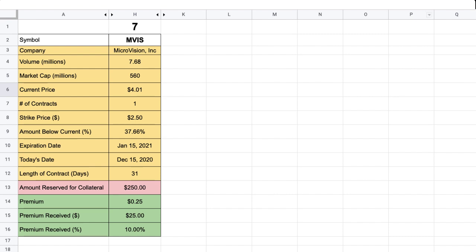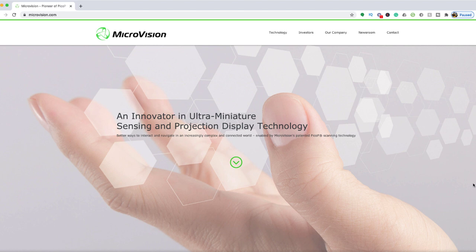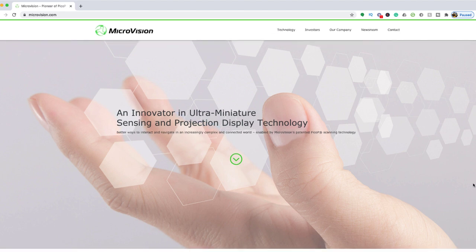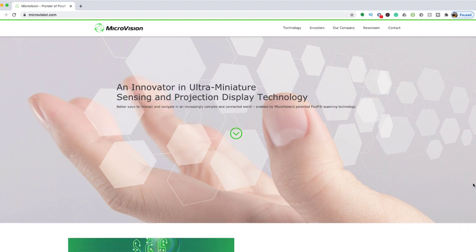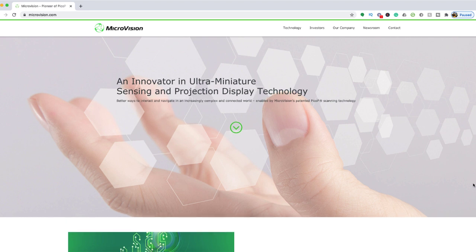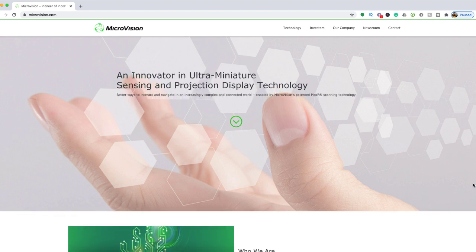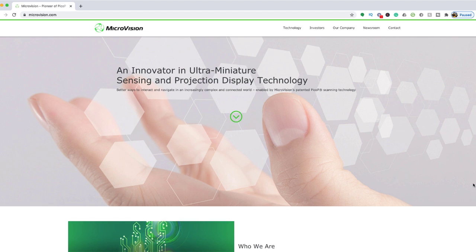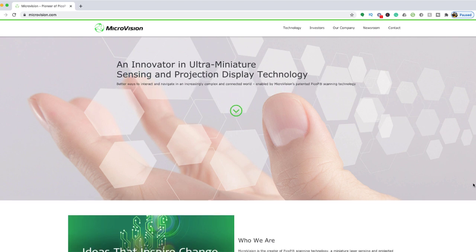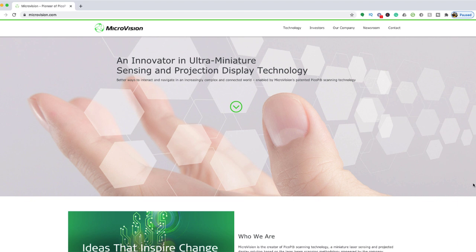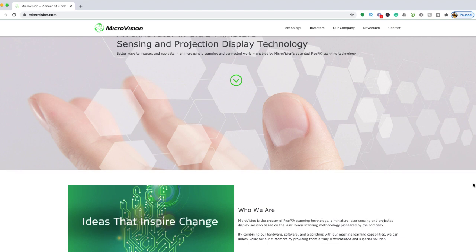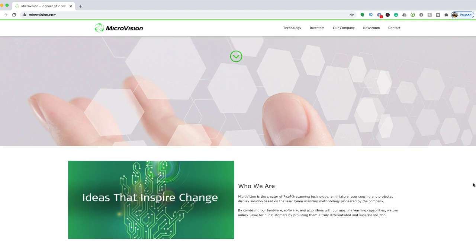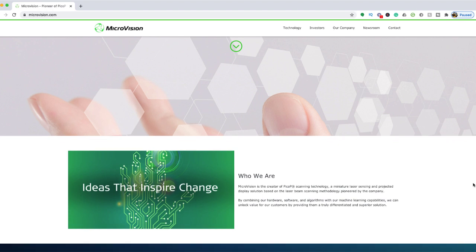But before we start looking at the numbers, let's take a brief look at the company itself. Microvision Incorporated is headquartered in Redmond, Washington, and they're considered the pioneer in laser beam scanning technology, which they market under their brand name PicoP. PicoP is a scanning technology that provides an ultra miniature sensing and laser projection solution, which can be used as the basis for a laser beam scanning methodology. Their technology allows anyone to create high resolution miniature projection displays and also LiDAR sensors.